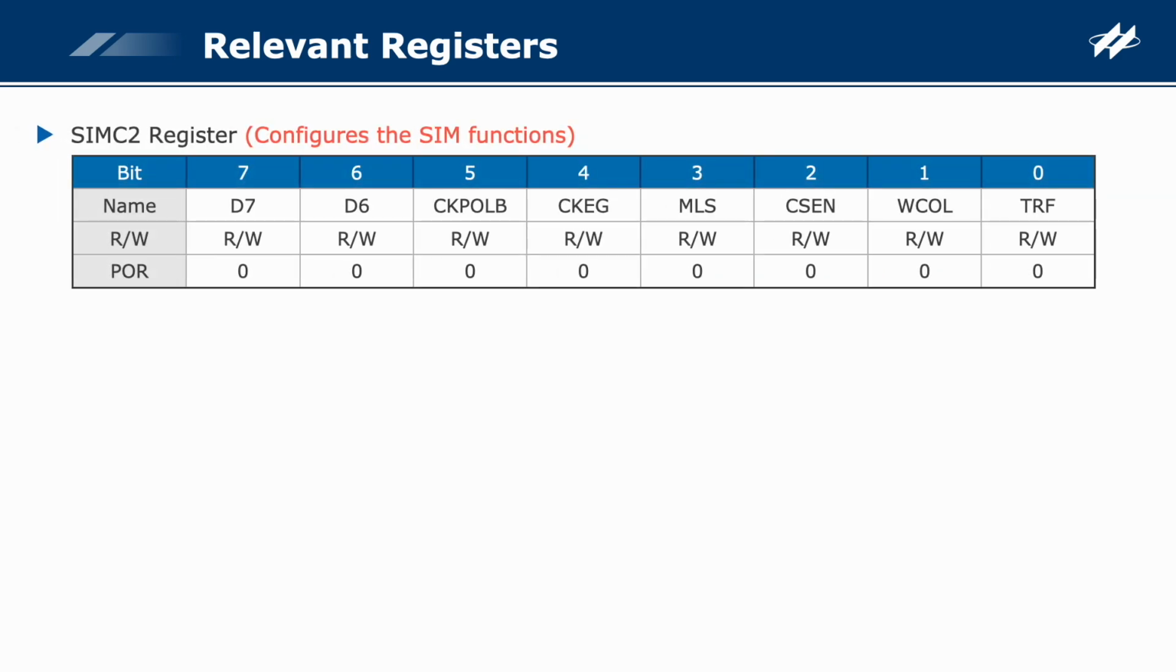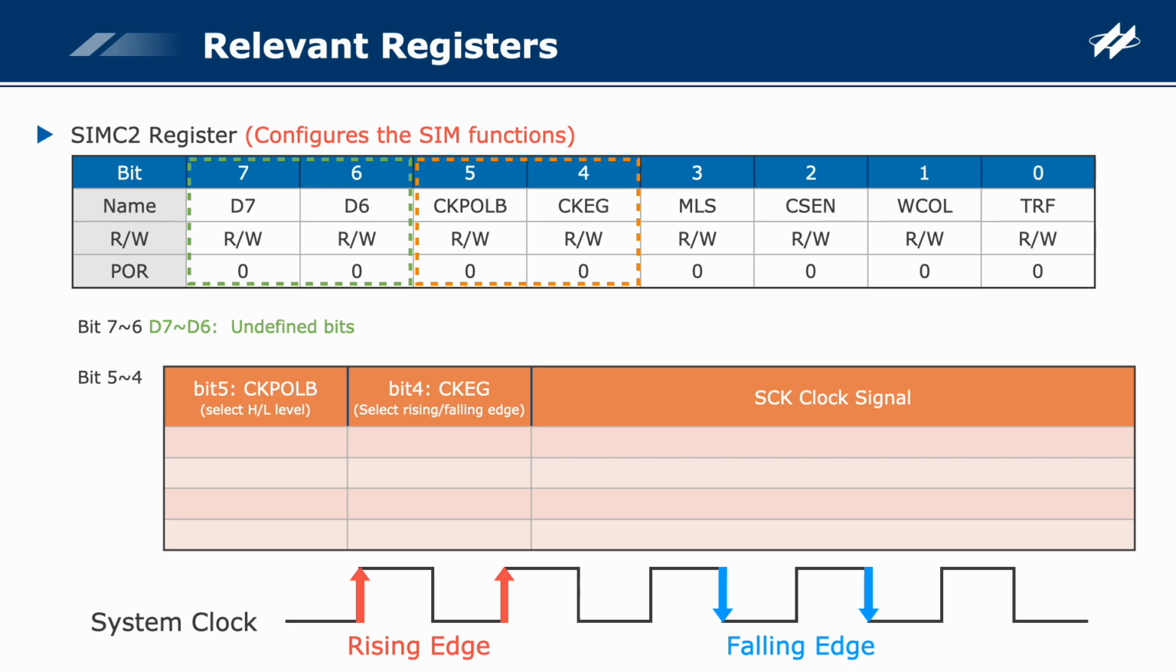The final one is the SIMC2 register. Bit 7 and bit 6 are undefined bits. Bit 5 and bit 4 together control the SPI transmission mode. There are 4 modes. When the CKPOLB and CKEG bits both are set to 0, the SCK is high when the clock is inactive, and data is captured at SCK rising edge.